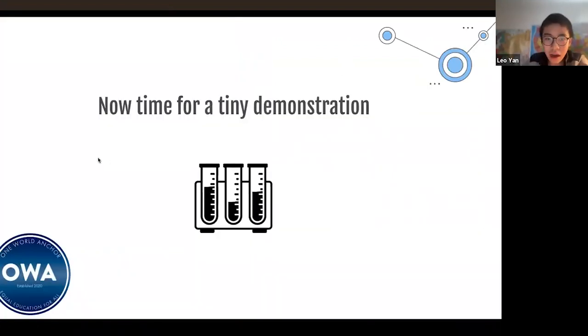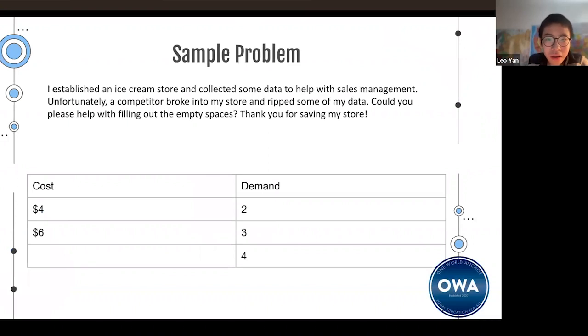Now time for a tiny demonstration. We learned all about this market stuff and this management stuff and things about supply and demand, but we haven't really had that much time to practice it. That's the reason why I included this practice problem. Right here is just a sample problem.